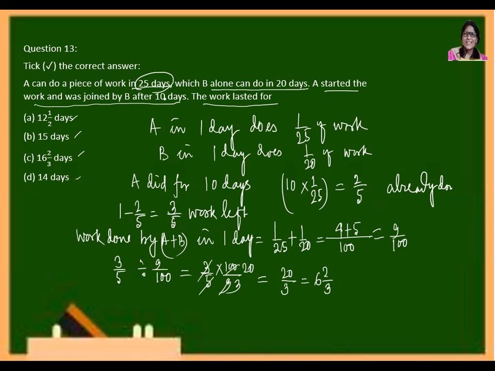So previously A has worked for 10 days. Now both are completing in 6 and 2 by 3 days. So what is the total number of days? 16 and 2 by 3 days. Where is the answer? Answer is C.